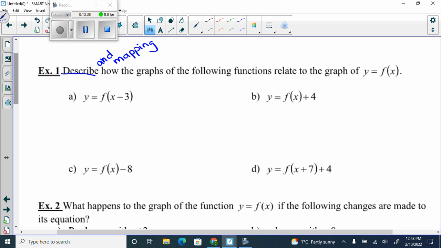So describe how the graph of the following function relates to the graph of y equals f of x. So the original graph y equals f of x is the original, and now it's saying, okay, to f, I want you to do that. Do you see that? To f, I want you to do that. So my s would be blank, my r would be blank, my t would be what?